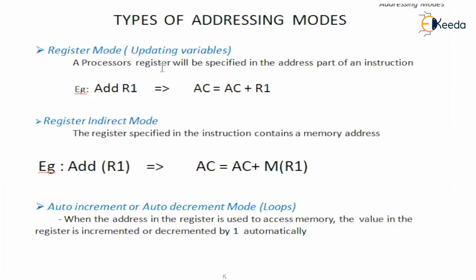Then register mode. I told you people several times that if you want to update a variable, first of all, that variable must be transferred to a processor's register. If you want to update A, it should be transferred to some processor register, say R1. Then R1 is equal to R1 plus 1. That is, A is getting updated, right? You want to perform A plus 1. For that, get it transferred to R1, increment R1, finally transfer R1 back to A.